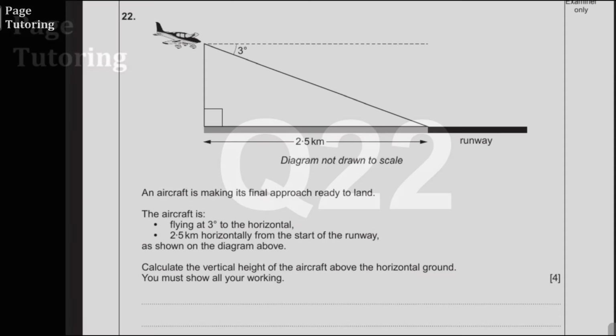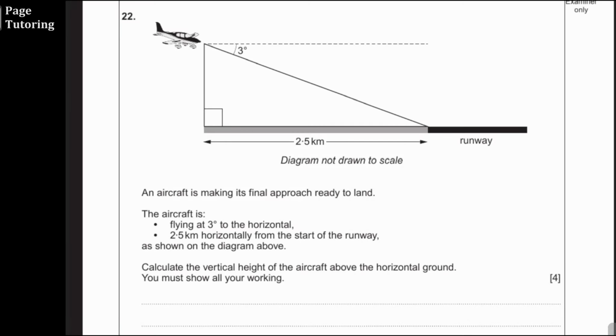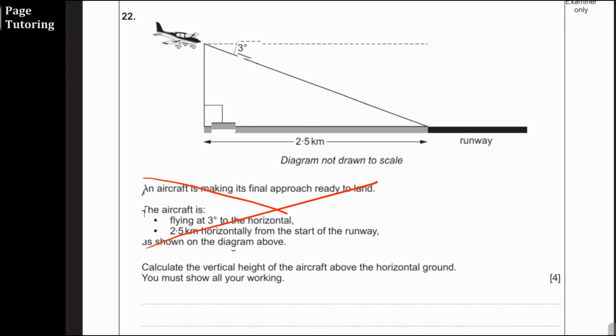Question 22. We've got a plane coming into land on a runway. We've got a distance here of 2.5 kilometers. We've got an angle listed here, 3 degrees. We see that this looks like a right-angled triangle, and it basically repeats all that information in the text below, so we can now just ignore that. All of this is shown in our diagram. It says calculate the vertical height of the aircraft. So that would be here. I'm going to label that V for now because it's the vertical height.